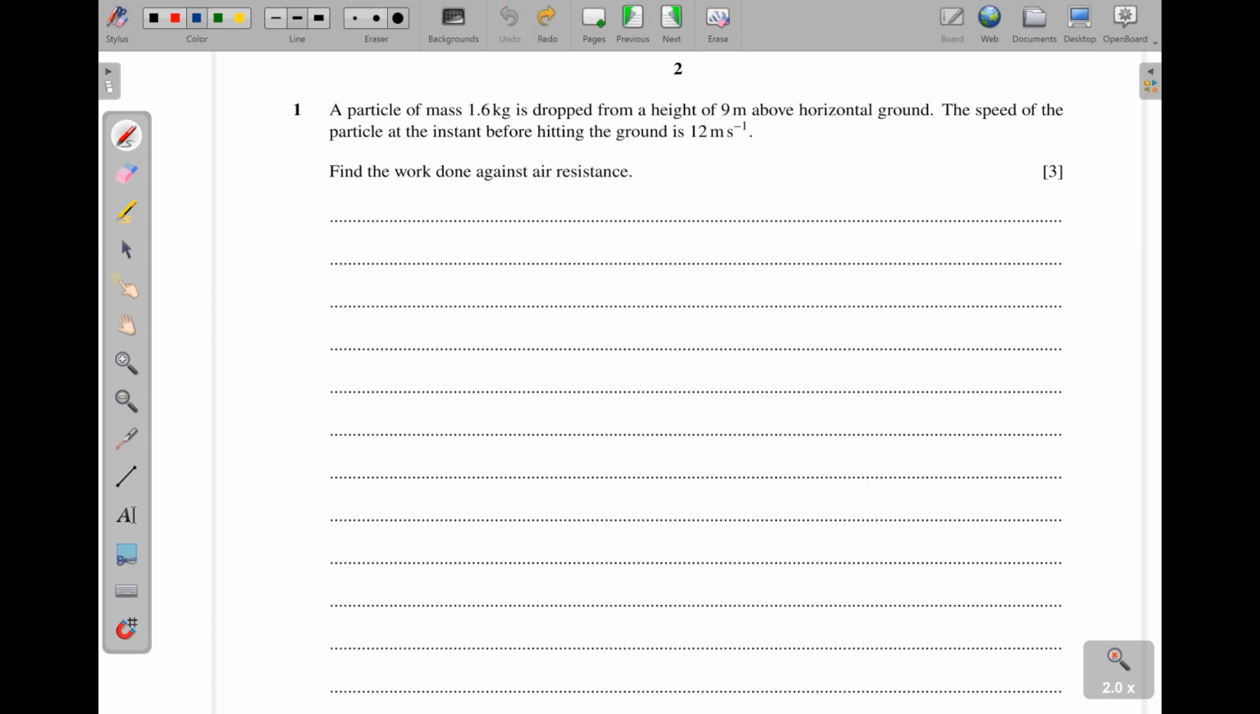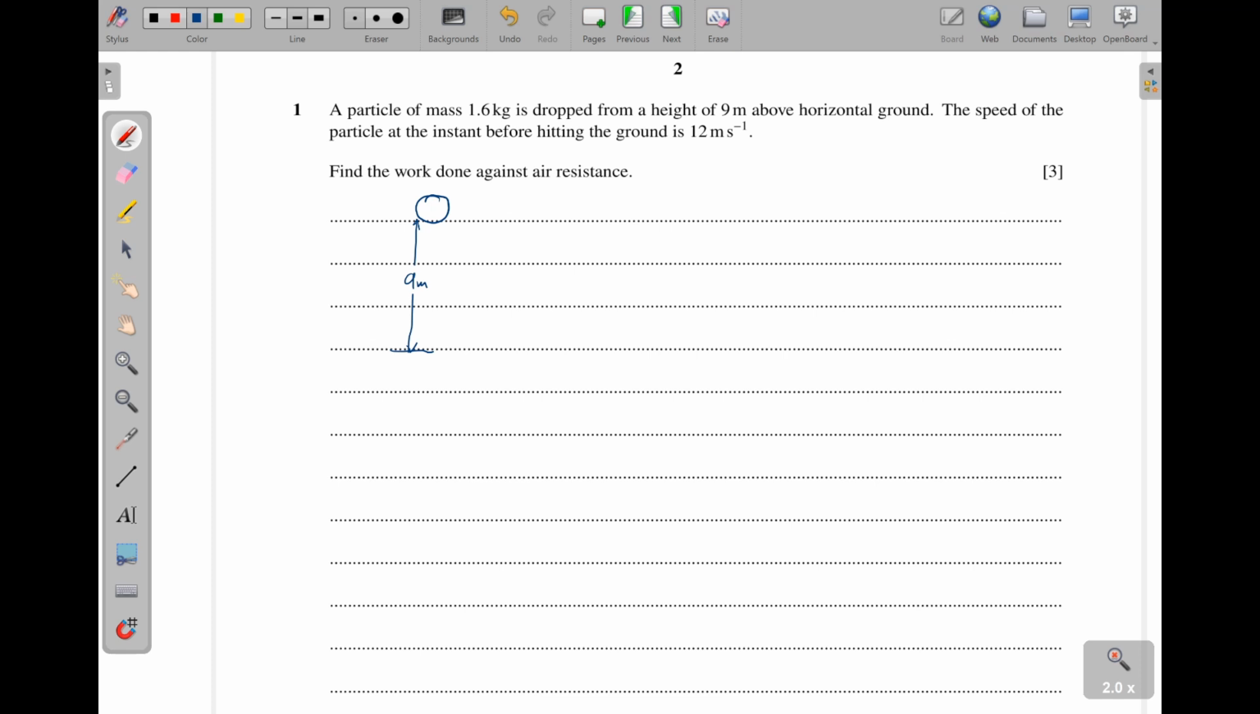Now I can use two methods here. I can use the energy method, the work-energy method. I can also use the method of forces and the equations of motion. So suppose I have my particle here. It is falling through this distance here, which is 9 meters.